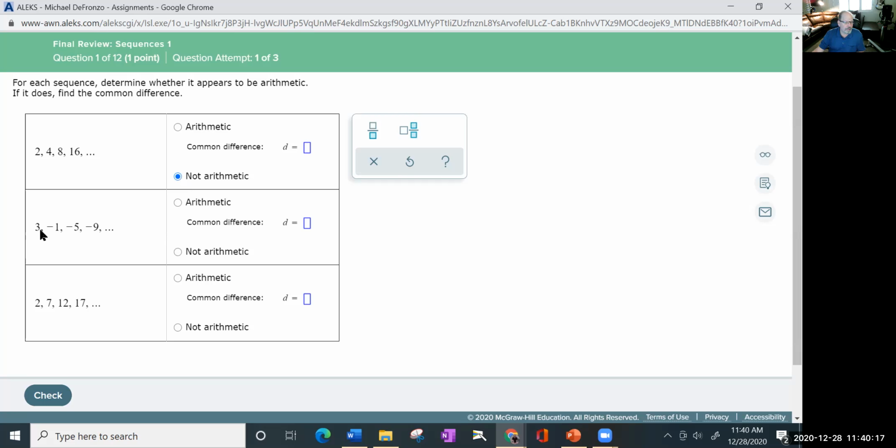Here, we're subtracting the same thing each time, which means it is arithmetic. The common difference would be, what are we adding? We're adding a -4. And then this next one starts at 2, then it goes to 7, then 12, then 17. Looks like it's adding 5 each time, doesn't it? Which would make it arithmetic also.